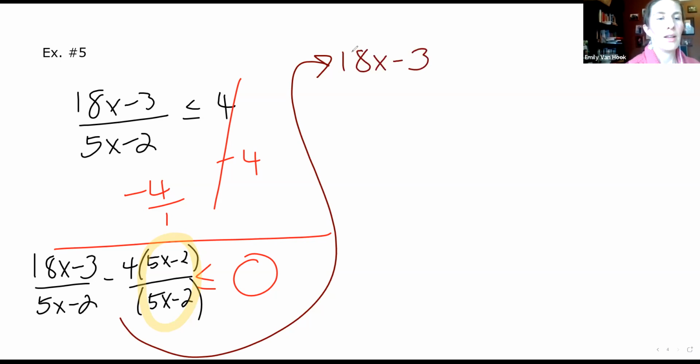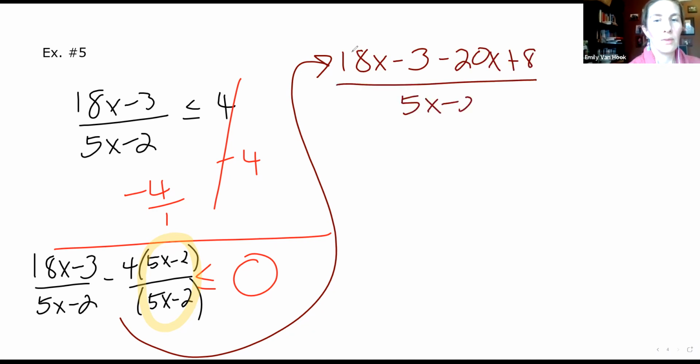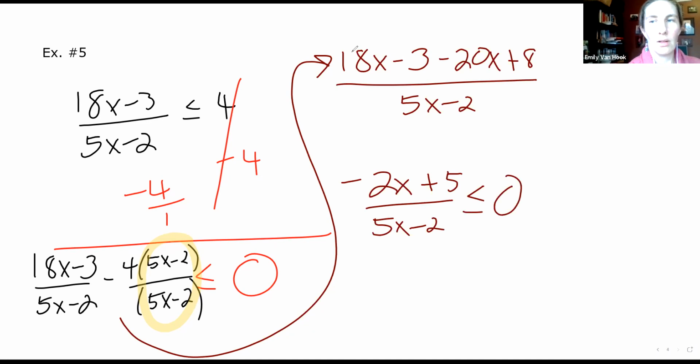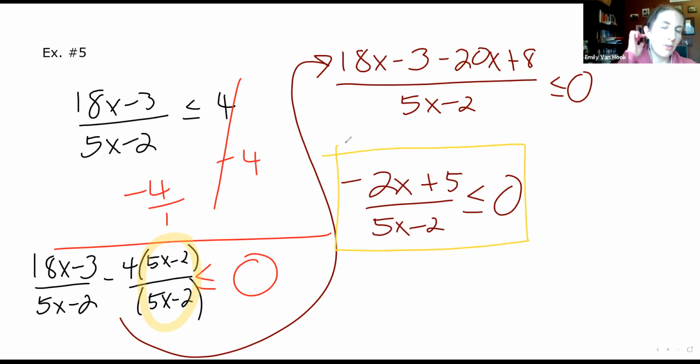Okay, so 18x minus 3. Now, when I distribute that minus 4, it becomes minus 20x plus 8, and the whole thing is over 5x minus 2. Now I'm going to combine like terms. So here we are. We should end up at negative 2x plus 5 over 5x minus 2. That's our new rational expression that's less than or equal to 0.